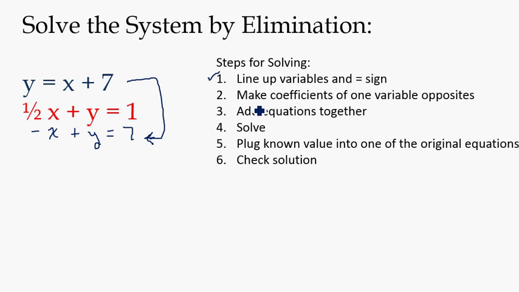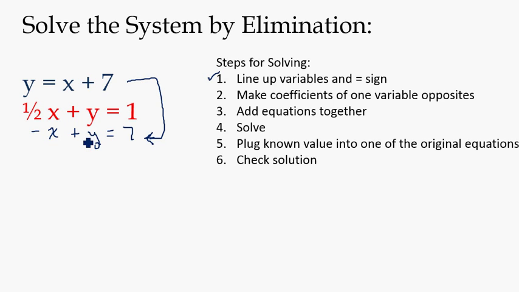Step 2 is to make the coefficients of one variable opposites. Remember what coefficients are: those are the numbers that are multiplied by the variable. The coefficients on the x terms are 1/2 and -1, and the coefficients on the y terms are 1 and 1. We want to make those opposites. By opposites, we mean they have the same absolute value, like 3 and -3, or 1 and -1. So we're really close to having our y coefficients opposites.